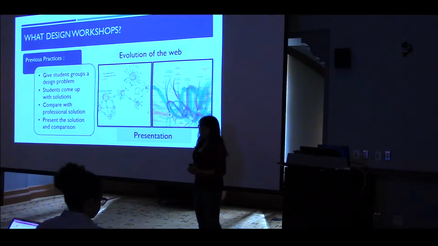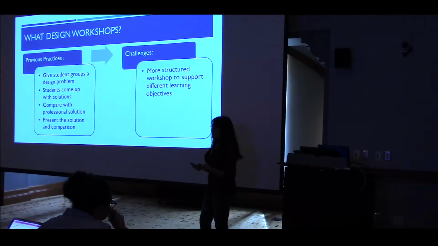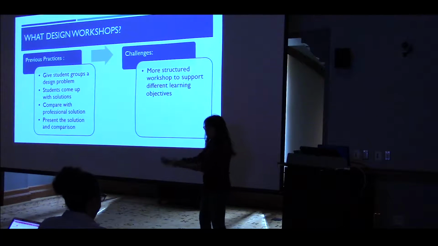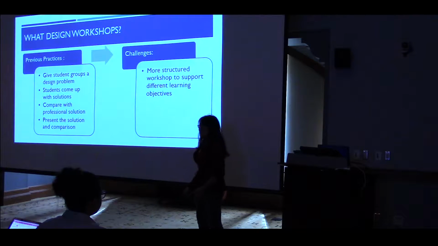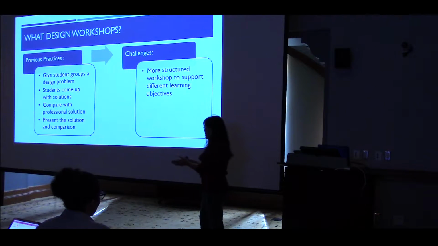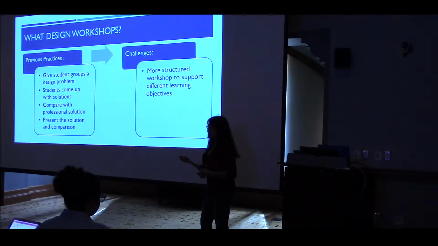However, we do find several challenges in this pattern. First of all, we find that our workshops actually need more structure. So think about this problem. Workshop 1 and Workshop 6 basically have the same instruction. We give them a problem, we ask them to come up with a solution. But students in Workshop 1 probably are much less familiar with information visualization. By week 6, the last workshop, students probably have more knowledge. So how do the learning objectives for the first workshop and last workshop stay the same? We need some structure to support different learning objectives.